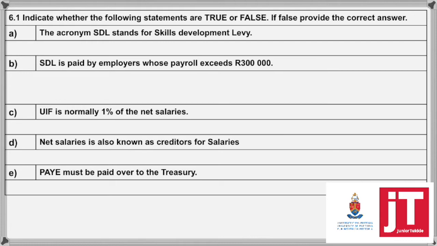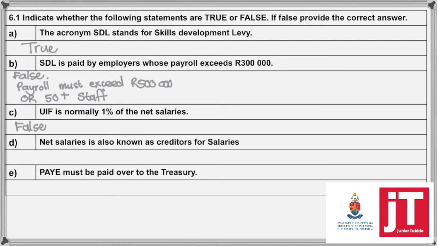True or false? Number A. The acronym SDL stands for Skills Development Levy. Now that is true. SDL is paid by the employers whose payroll exceeds 300,000 Rand. Now that is false. This is a little bit of general knowledge, so make a note of this. It will pop up in exams in future. The payroll must exceed 500,000 Rand, or they must have more than 50 staff, and then they will have to pay SDL.